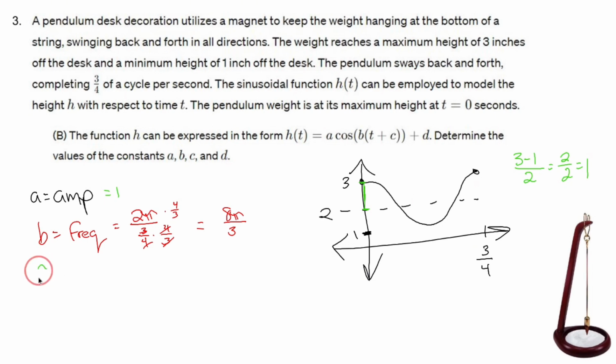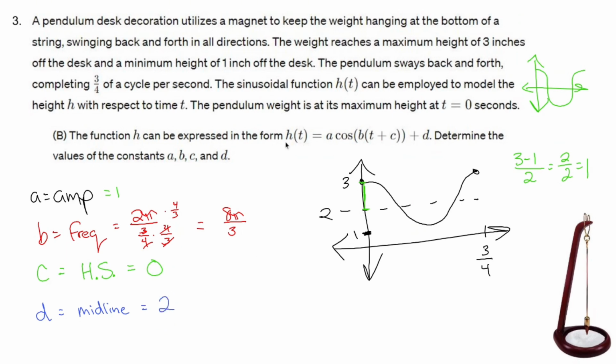C is a horizontal shift where you move left or right. Since I'm dealing with cosine, and regular old cosine looks like this, starting up here and going down there, I have the same exact behavior. So I have no horizontal shift. My horizontal shift is nothing. D is going to be my midline, or vertical shift. Whenever you think sinusoidal stuff, think midline, and my midline is 2.